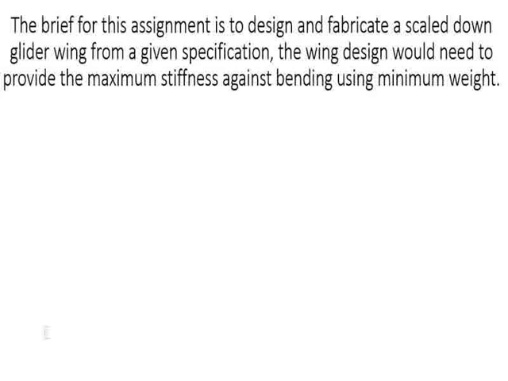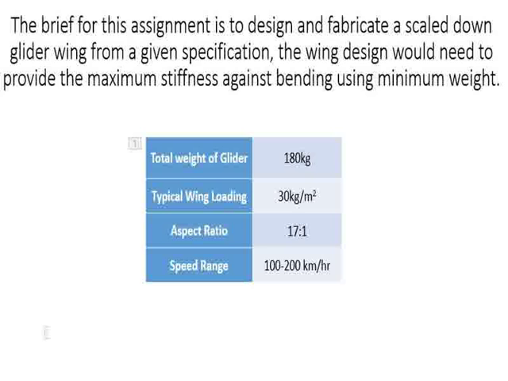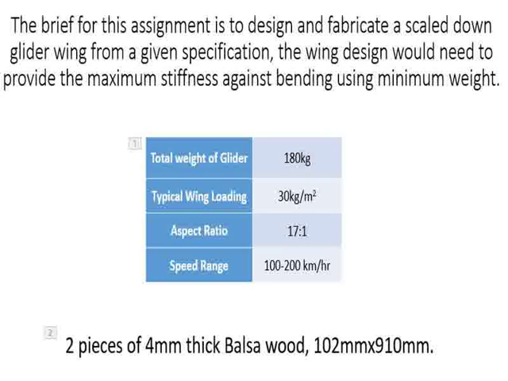Hopefully they will be on the screen. The wing design needs to provide the maximum stiffness against bending using the minimum weight. For the fabrication we were given two pieces of balsa wood which were 102mm wide by 910mm long. They were meant to be 4mm thick, but they actually ended up being 3.2mm thick.